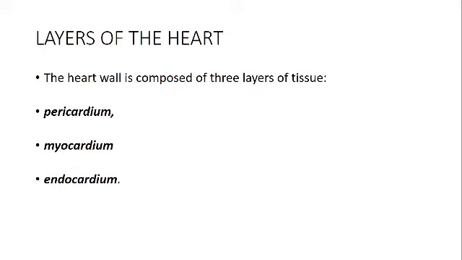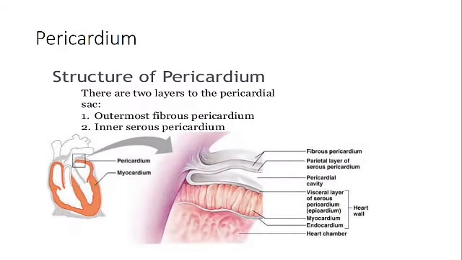Anatomically, the heart is composed of 3 layers of tissue. We have the pericardium, which is the outermost layer. We have the myocardium, which is the middle layer, and we have the endocardium, which is the innermost layer of the heart. Let's take a look very closely at the pericardium.